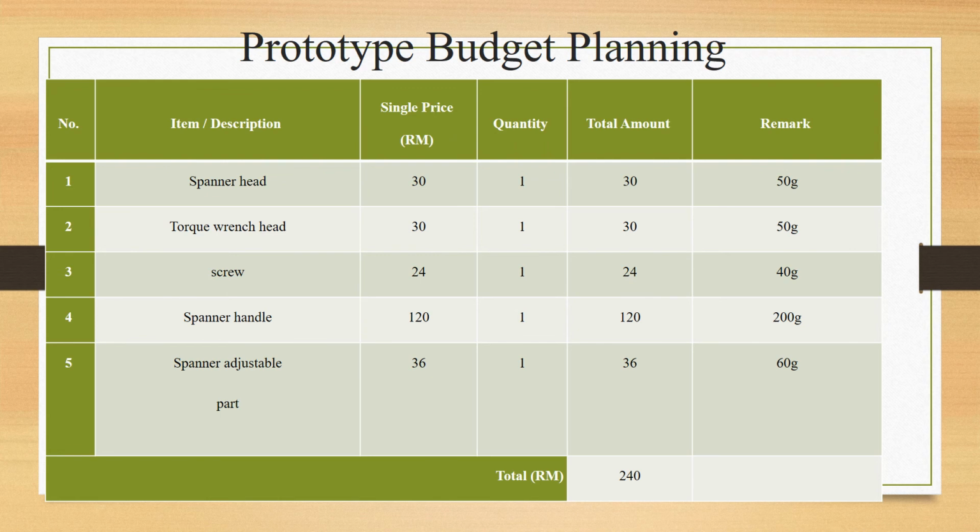This is my prototype budget planning. The total part that needs to be printed, the total amount is about 240 ringgit.